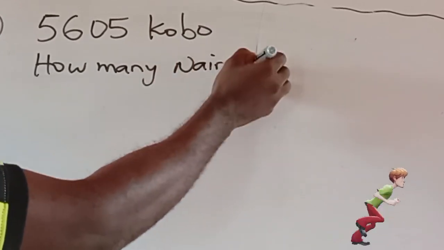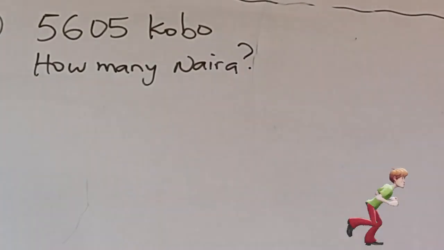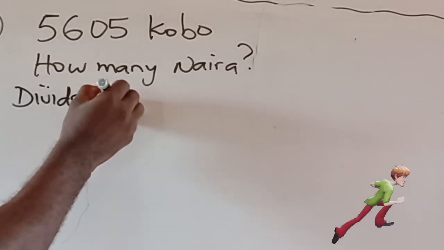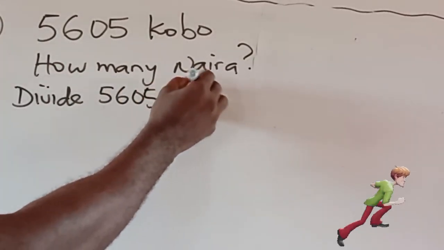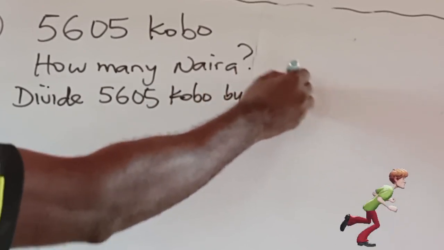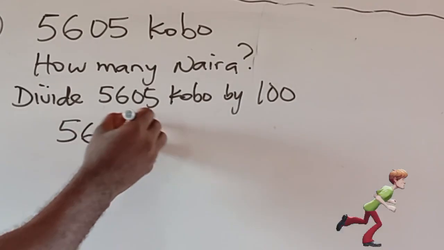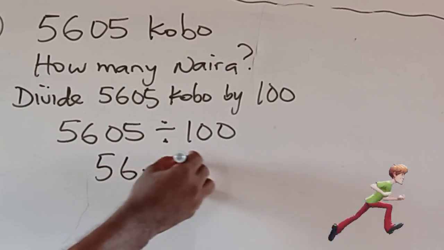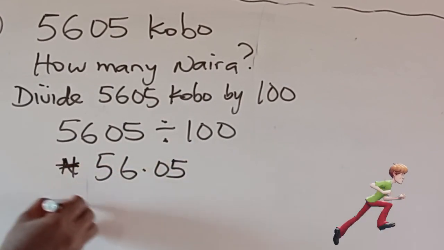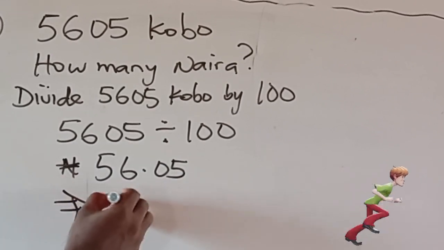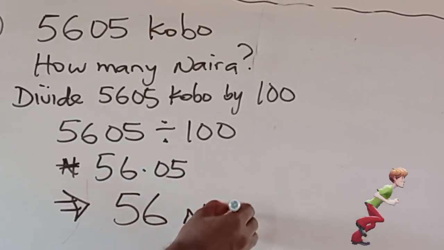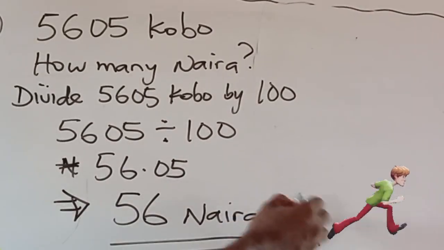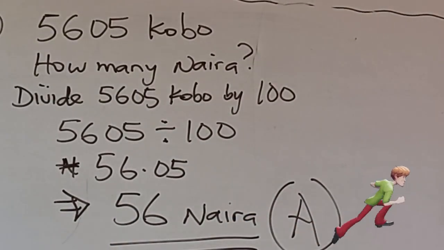For those that did not understand, scholars, let's follow and do it together. It's going to be 5,605 divided by 100. Now, it's going to be 56.05. When you divide it by 100, it's going to be 56.05. So the naira there will be 56 naira. Only 56 is your final answer. 56 naira notes. That's what he's going to get from the bank. Then let's check the options. The option is A. I know you are getting it.